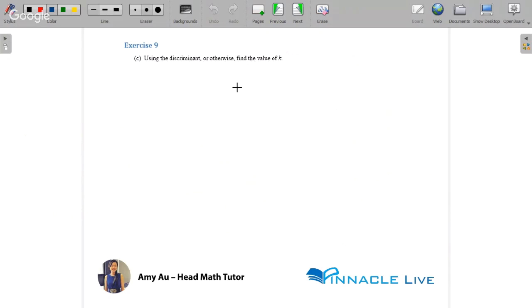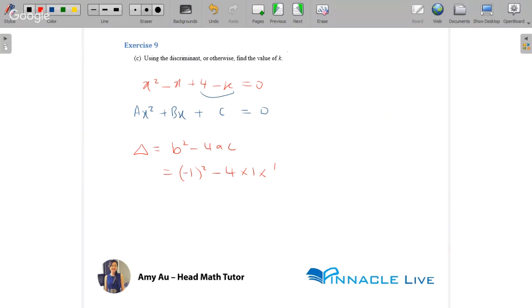Right, so the equation from the previous part was x squared minus x plus 4 minus k is equal to 0. Okay, all right, so I just want to highlight the fact that this is in the format ax squared plus bx plus c is equal to 0. So that entire part is your c. We are going to calculate the discriminant, which is b squared minus 4ac. So b is minus 1, a is 1, c is the entire thing. And then expand. So 4k minus 15 is your discriminant.